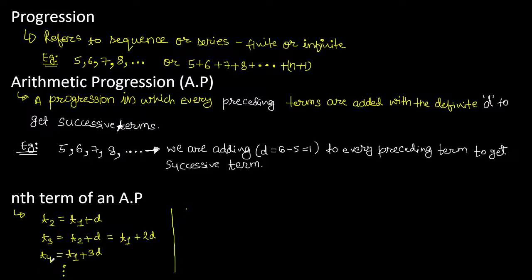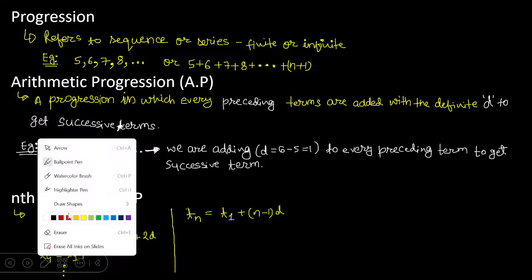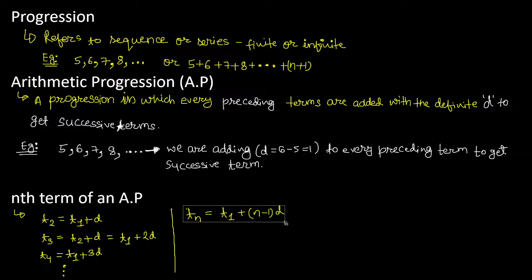We can say that if it is 4, we are getting 3. If it is n, can we say it is T1 plus n minus 1 into D? Can we say this thing? Yes, हम लोग ये बोल सकते हैं कि nth टर्म इस तरह से हम लोग लिख सकते हैं. ओके.